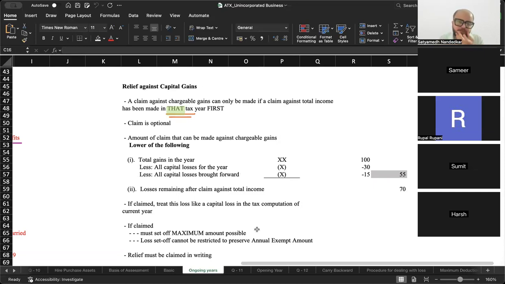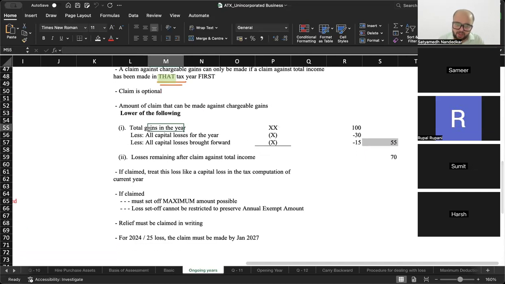Okay. The amount of claim that can be made against chargeable gains is the lower of total gains in the year minus all capital losses for the year minus all capital losses brought forward, which means the first preference for adjustment is given to capital losses, then you adjust trading losses. Okay, and losses remaining after the claim against total income, if claimed, then the loss is treated like a capital loss in the computation, and the maximum possible loss has to be adjusted. You cannot restrict the adjustment of loss in order to preserve or conserve the annual exempt amount.